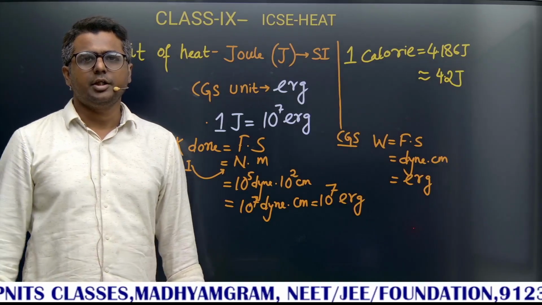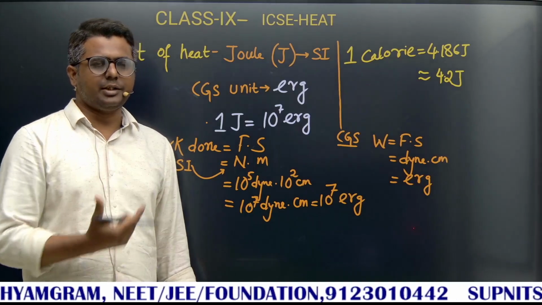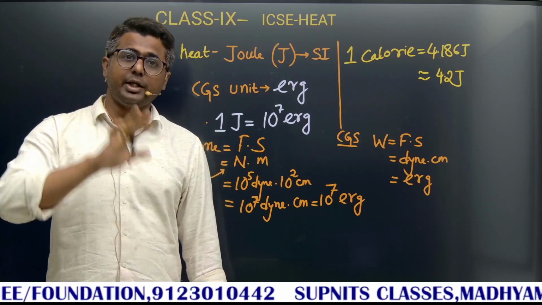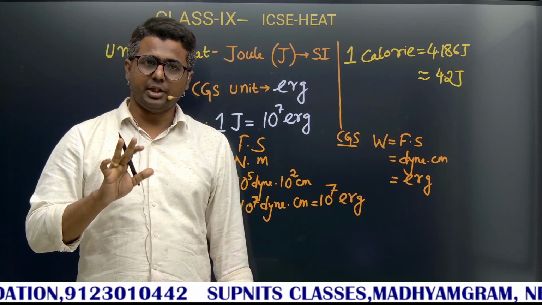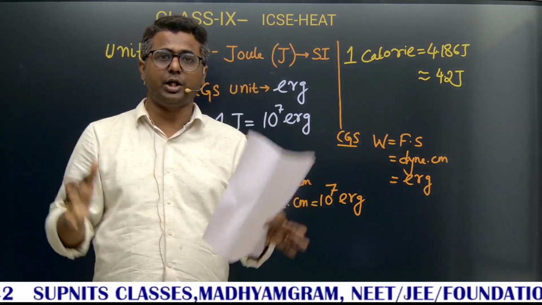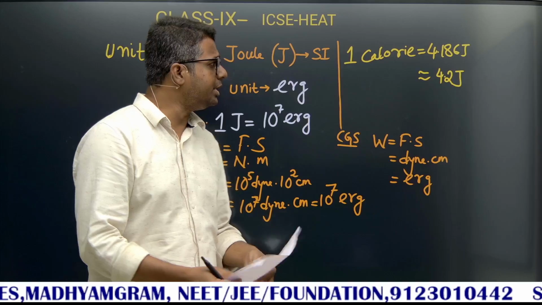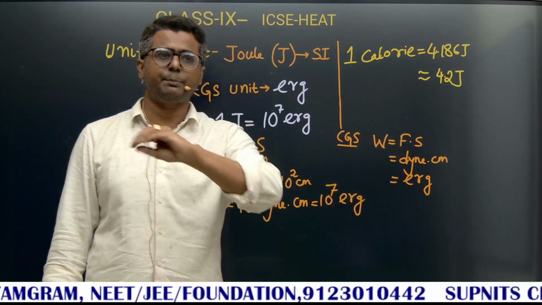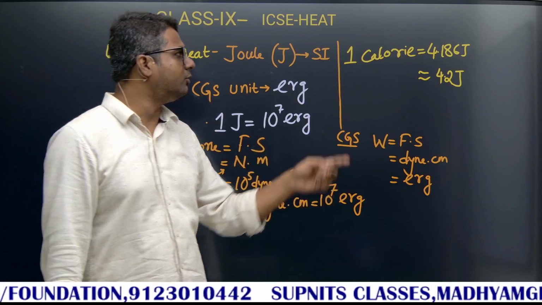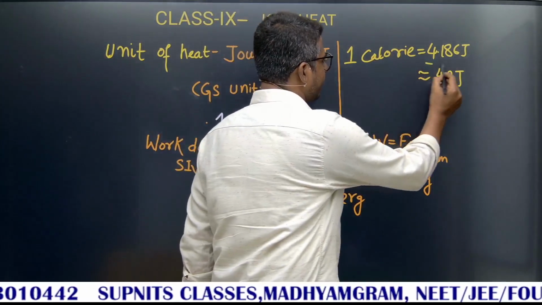However, you cannot use it anytime. Many times it will be given in the question that use this conversion, then it is okay. If it is not given in the question, then also you can use 4.2 joule if it is a part of a total problem. You can use it in various numericals that 1 calorie is equal to 4.2 joule if it is a part of the whole problem. However, if it is asked what is the relation between calorie and joule, you have to write this one.